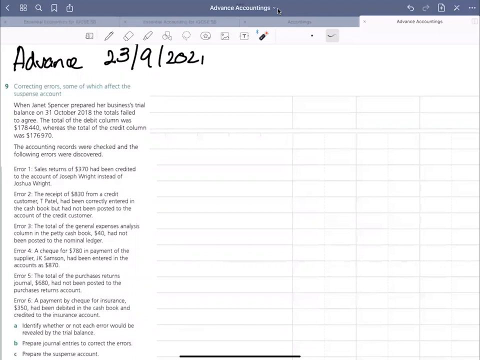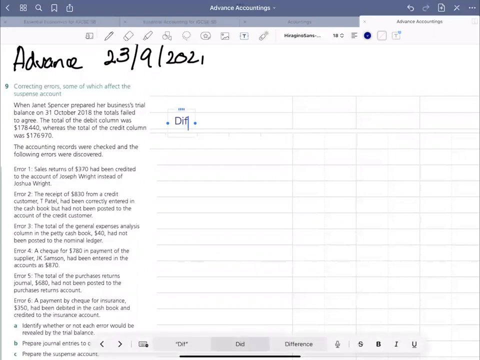The total of the debit column was 178,440, whereas the total on the credit column is 176,970. So here you can see that the debit side is actually more than the credit side. So we're going to take 178,440 minus 176,970 to find the difference. You will find a difference of 1,470. So this is the difference that we can find.